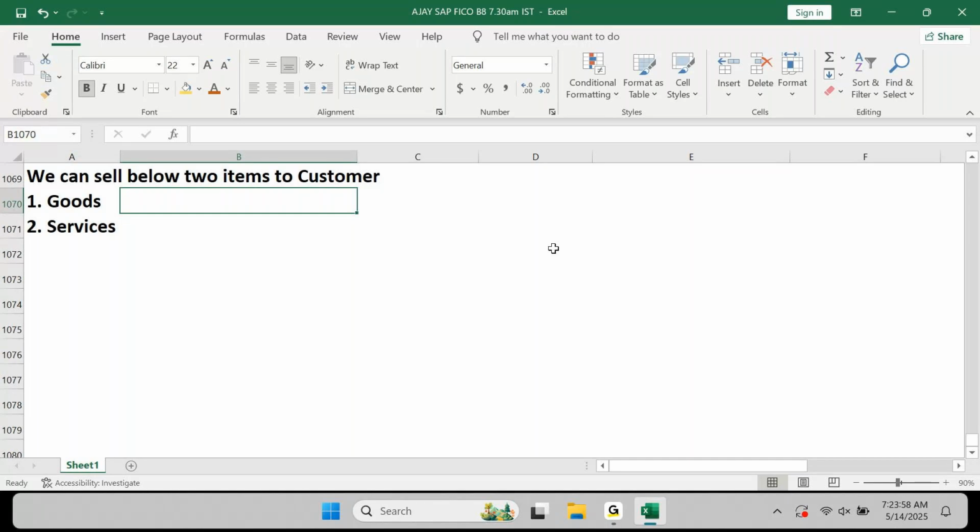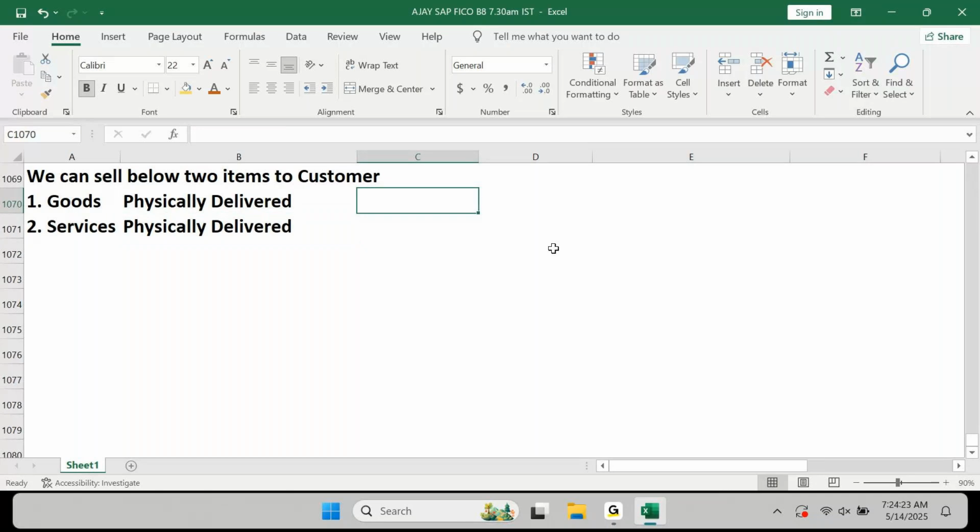Goods means physically delivered. Can I physically deliver this service? No. This cannot be physically delivered, meaning I cannot touch my service. Can I touch? Can I see my service? No.